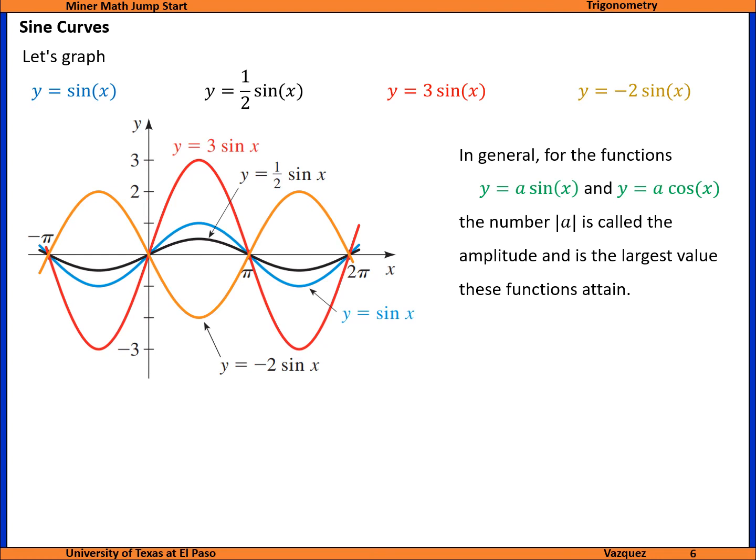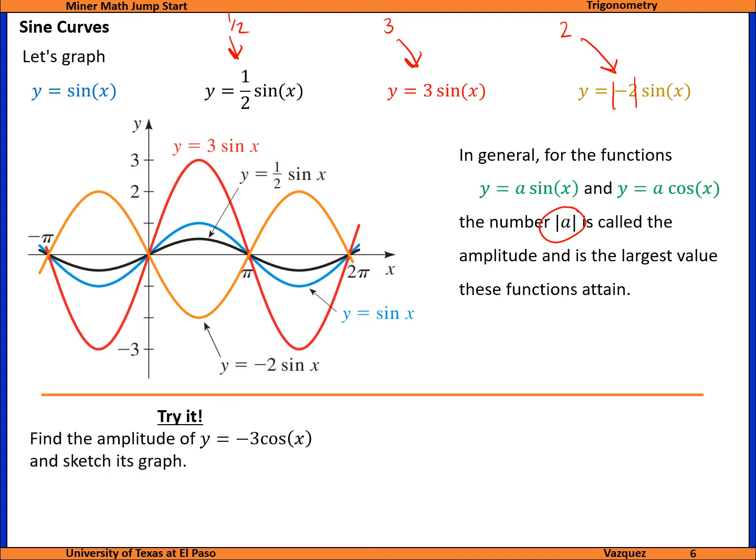So just like I had mentioned, when you have a function sine x or cosine x and there's a coefficient a in the front of them, the absolute value of that number, a, is what we call the amplitude. So the function in black has amplitude 1/2. This one has amplitude 3. This one has amplitude 2. Remember, we take the absolute value, right? So the absolute value of 2 is 2. Negative 2 is 2.